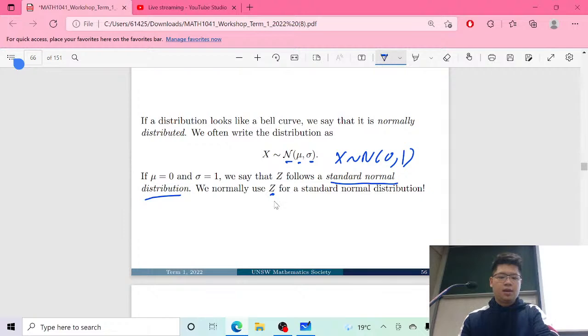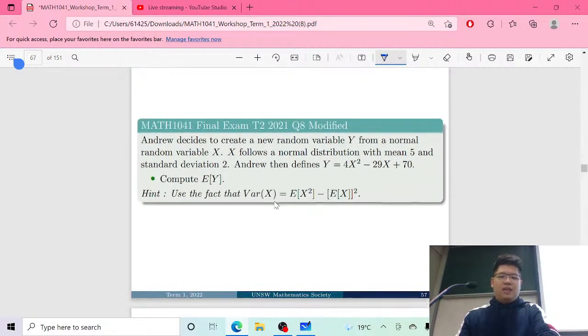Okay. So now let's take a look at a question that uses the idea of normal distributions as well as the idea of expectations and variances and their rules. This is from 2021, a very recent exam paper, one of the last questions, and I think maybe one of the more difficult questions in the exam as well.